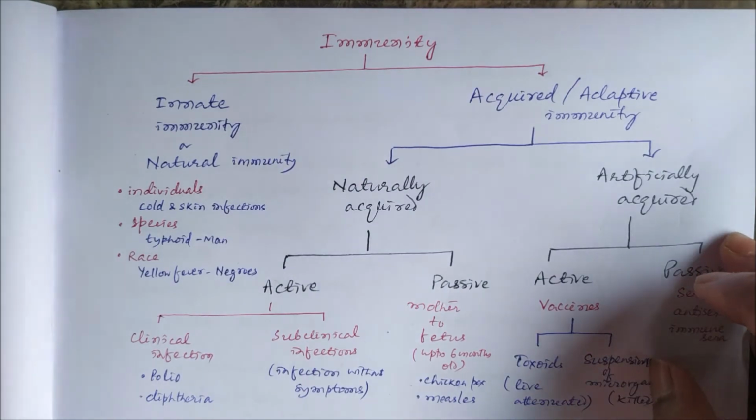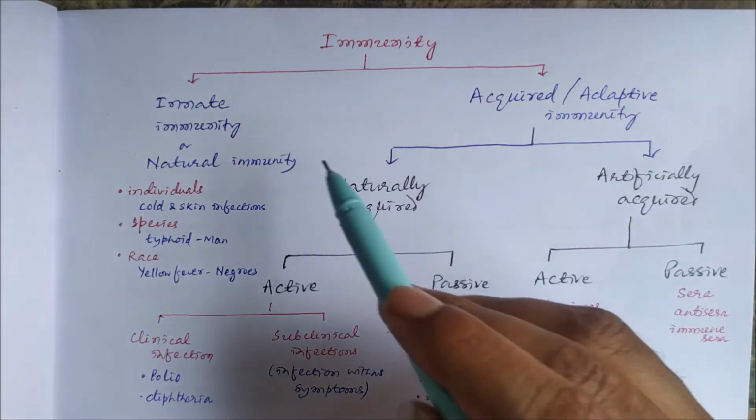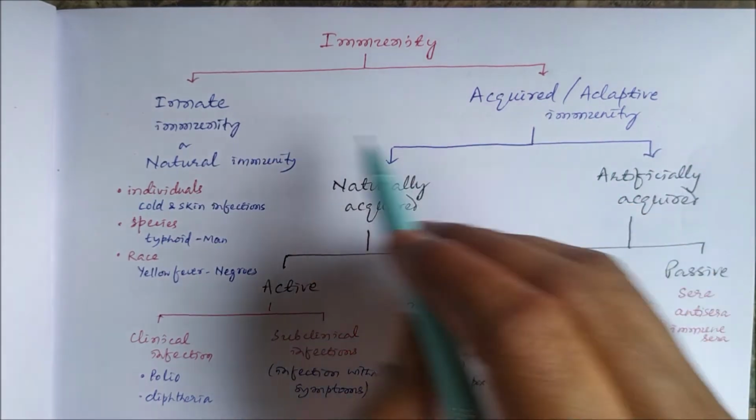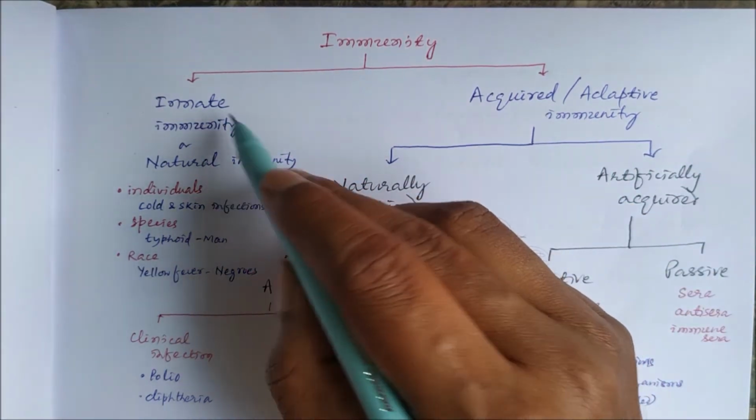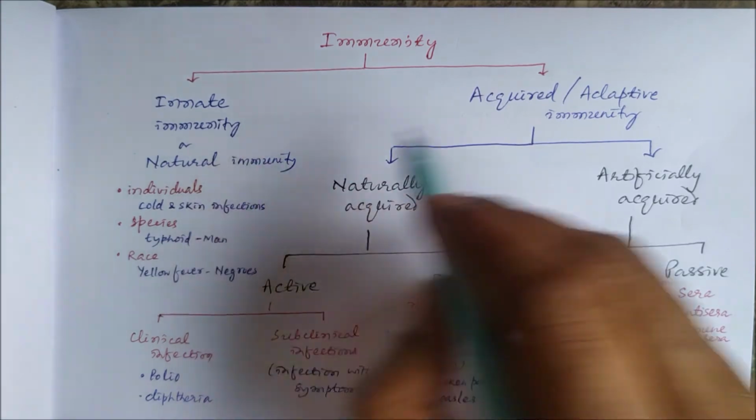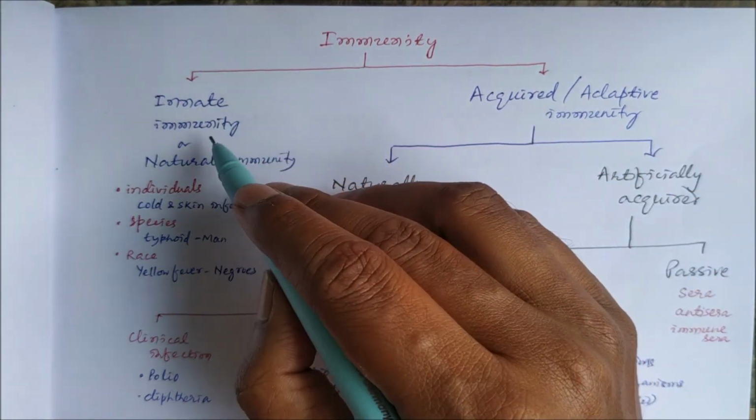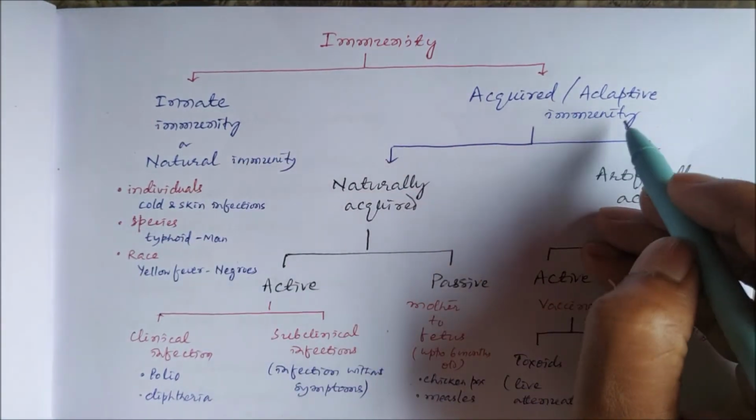Immunity can be divided into innate immunity and adaptive immunity. Innate immunity we also call natural immunity, and adaptive immunity we also call acquired immunity. So, immunity can be either natural or innate immunity, or acquired or adaptive immunity.